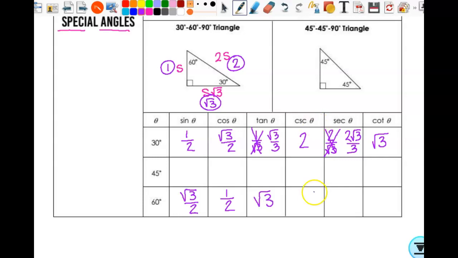All right, so cosecant is the reciprocal of sine. Well, I already know that the reciprocal of the square root of 3 over 2 is 2 over the square root of 3, which is 2 square roots of 3 over 3. Secant is the reciprocal of cosine, so that's 2. I don't know why I'm boxing it. And then cotangent is the reciprocal of tangent, so the reciprocal of the square root of 3 is square root of 3 over 3.